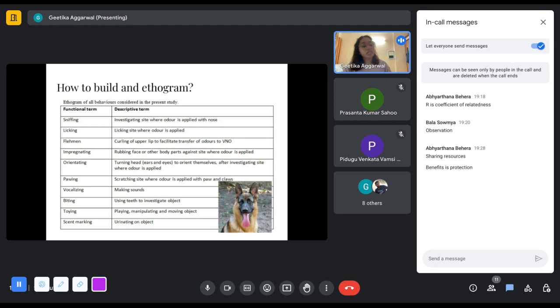And there is, yes, and the benefit was the help of kin, all of these things. So talking about these babblers, I have worked on babblers for my MSc thesis. That is why I know a little bit about these cooperative breeders.